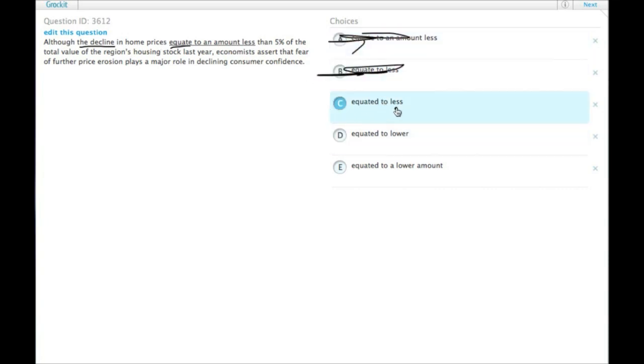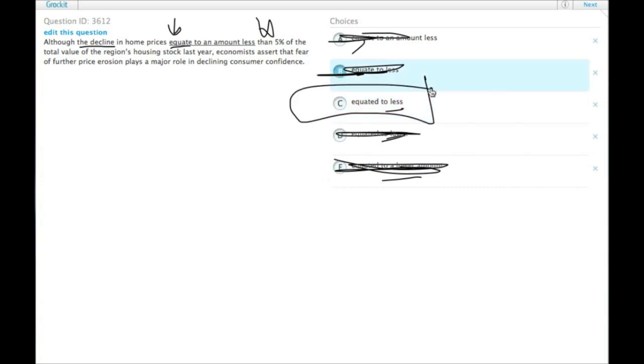Looks like we now have a difference between less and lower. It's not that you can't say lower than 5%, but when you use the word equate, something equates to less than 5%. That's simply the idiom when you do use this verb with percentage. You can say that a number is lower than 5%, but you would say that equates to less than 5%. So we get rid of the two lower ones. That leaves us with choice C.